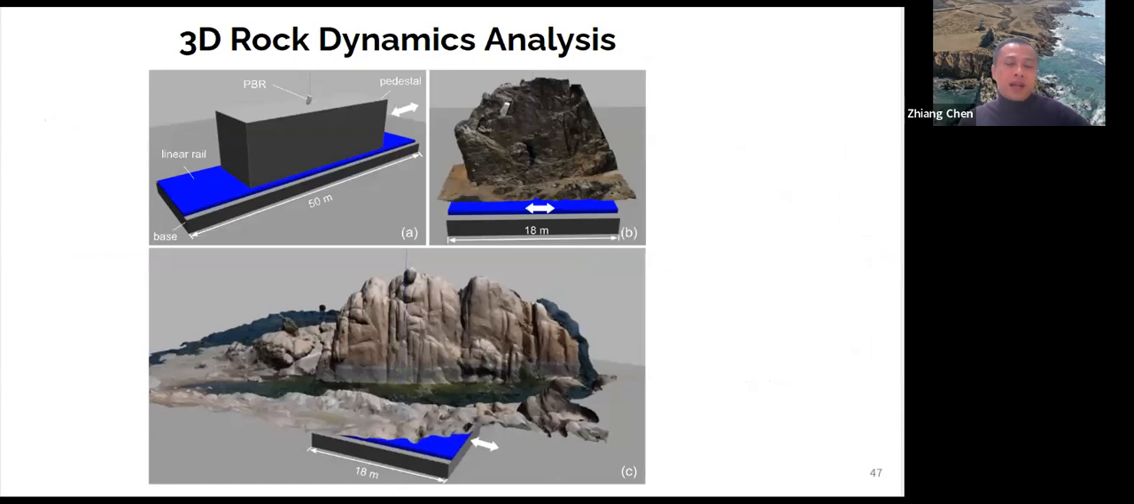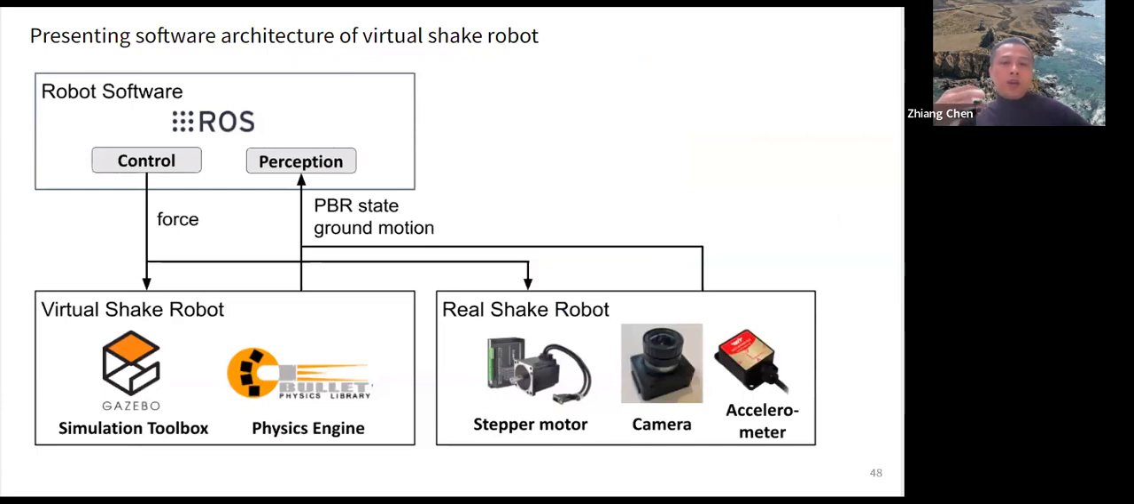The way we are studying the PBR dynamics is to build a virtual shake robot. So the virtual shake robot is a shake table built in simulation. It has a base and a linear rail, which allows 1 degree of freedom along this axis, and it has a pedestal and a PBR, and this pedestal can be replaced by realistic models that are mapped by UAV and structure from motion. And one innovation of this virtual shake robot is that it is built based on robotic knowledge and concepts. For example, we use the Robot Operating System for the control and perception system, and we use the Gazebo simulation toolbox and the Bullet physics engine.